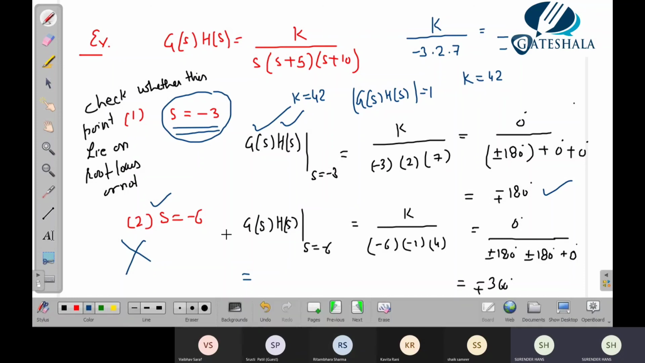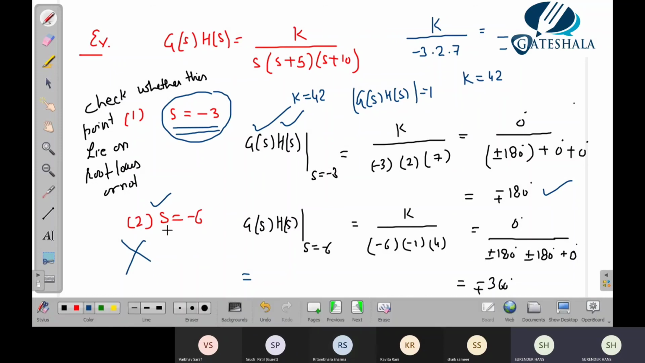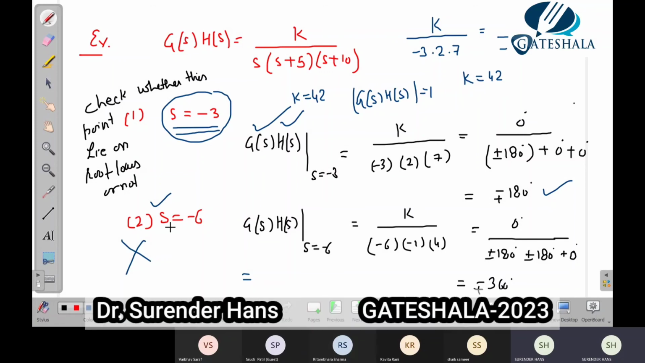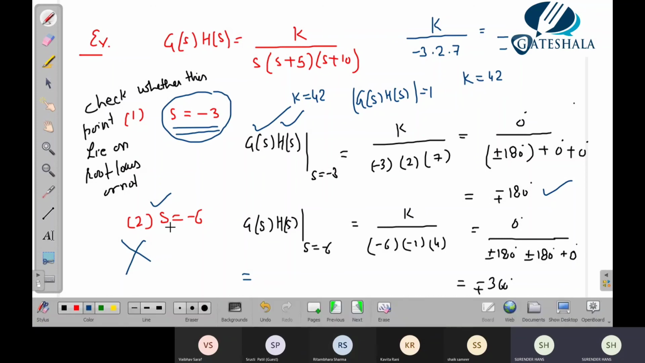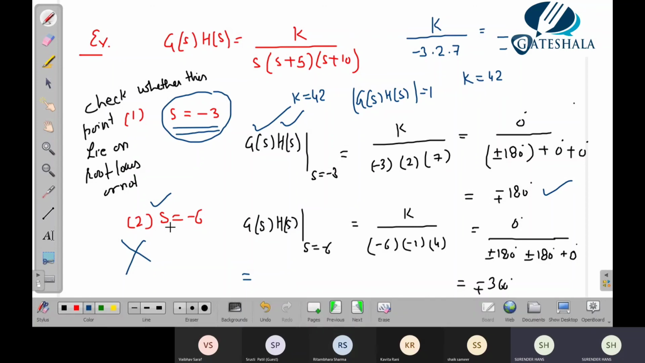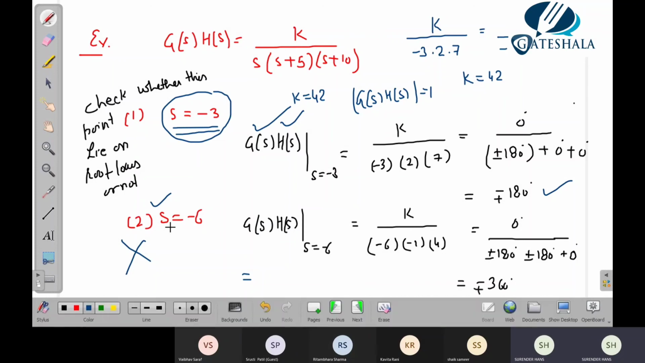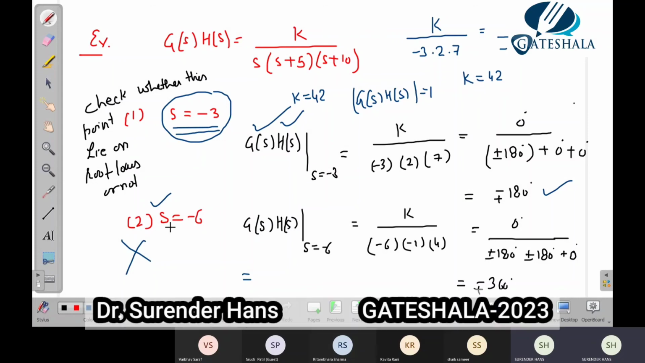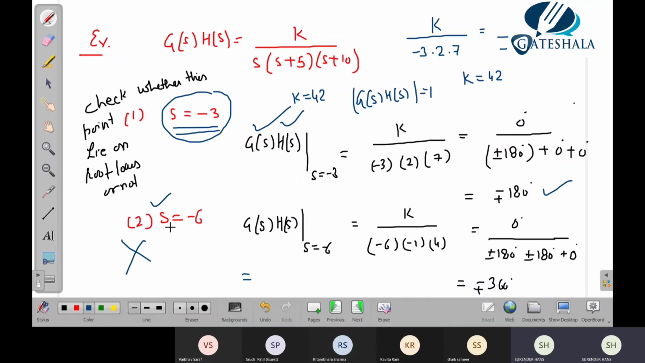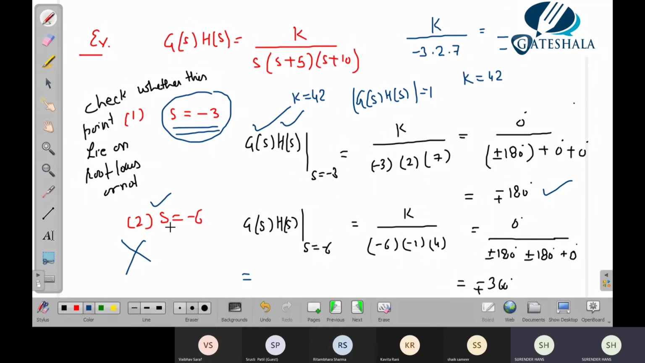So what is the meaning of calculating the value of K if the point is not lying on the root locus? If this point does not lie on the root locus, there is no need to find the value of K because the angle criteria is not satisfied. If the angle criteria is satisfied, you can find the value of K. So the angle criteria is more dominant over the magnitude criteria. If the angle criteria is satisfied, then you can easily calculate the value of K. But if the angle criteria is not satisfied, there is no need to calculate the value of K because that particular point will never lie on the root locus.